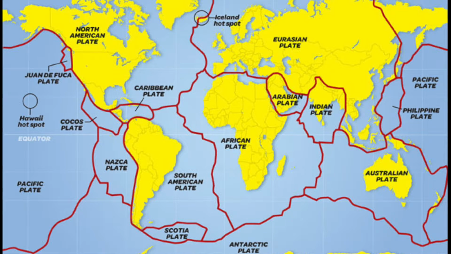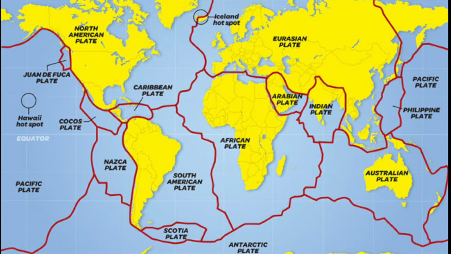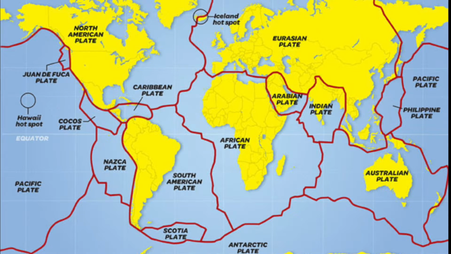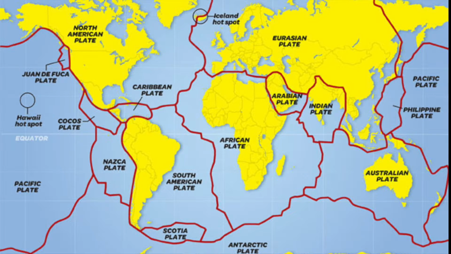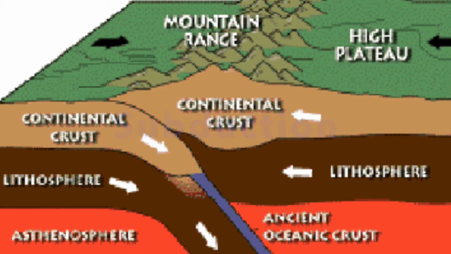As some of these plates separate, others begin to collide. The areas where they begin to collide are called subduction zones and convergent zones. A subduction zone is where an oceanic crust meets a continental crust. The oceanic crust submerges underneath that of the continental crust. Here is an example of a subduction zone.